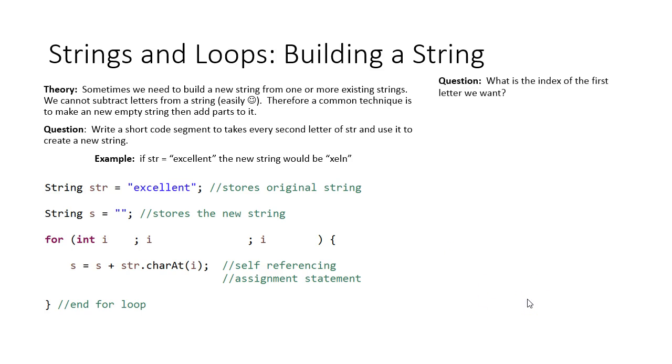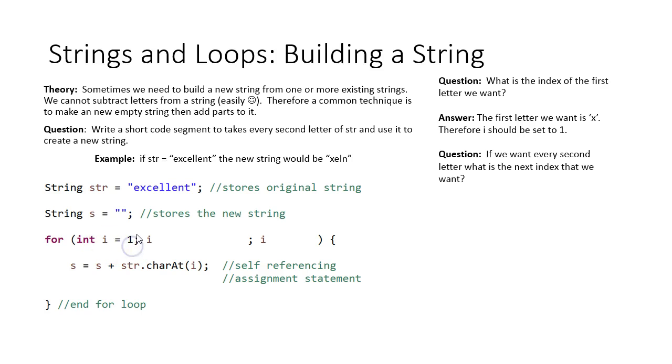So my first question for you is, what is the index of the first letter we want? We want the X. The index of the X is going to be 1 because indexes start at 0. So that means I'm going to initialize my counter to 1. The next question is, if I want every second letter, what is the next index we want? If I want this E here, that E is at index 3.